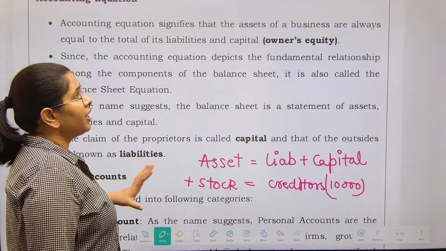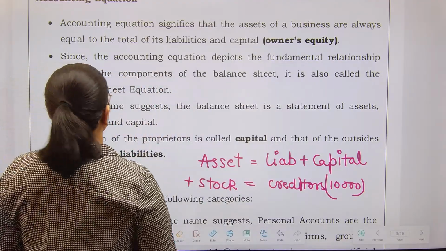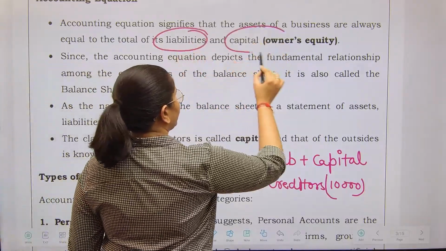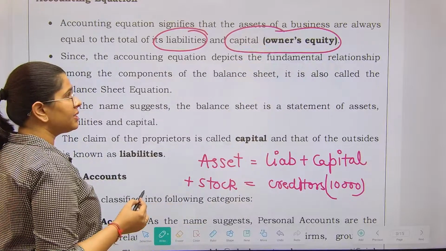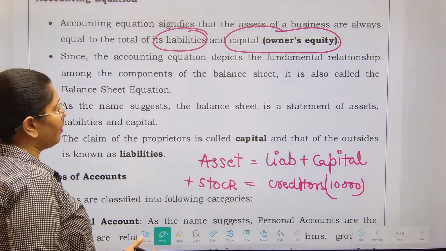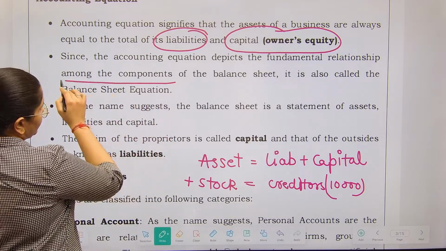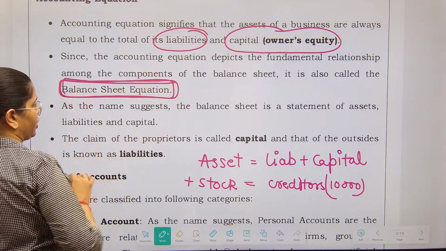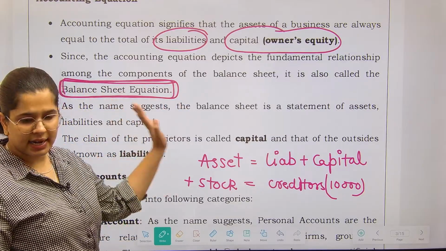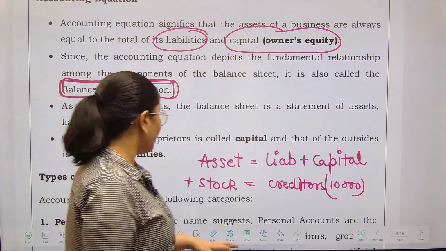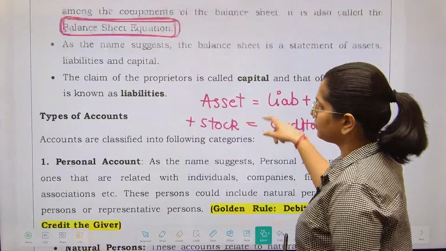So the accounting equation tells us that the assets of the business are always equal to the sum of liabilities as well as capital, also called the owner's equity. Since the accounting equation depicts a fundamental relation, it is also called the balance sheet equation. So this is another name for the accounting equation. As the name suggests, it is the statement of assets, liabilities and capital. Now let us see the types of accounts.